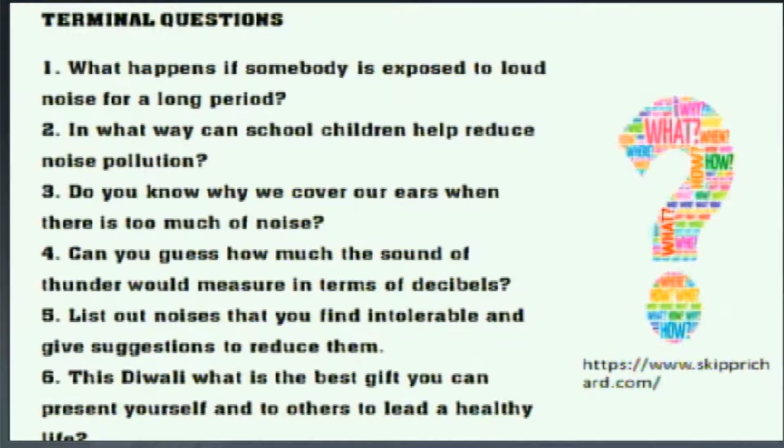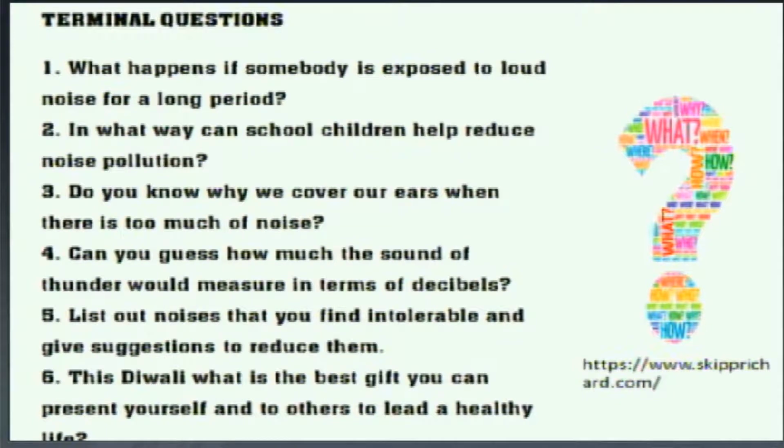Do you know why we cover our ears when there is too much noise? Yes, because it is unpleasant. Because it is intolerable. It is difficult for everyone to bear the loud noise. And not only our ears but our full body gets affected by the loud noise.